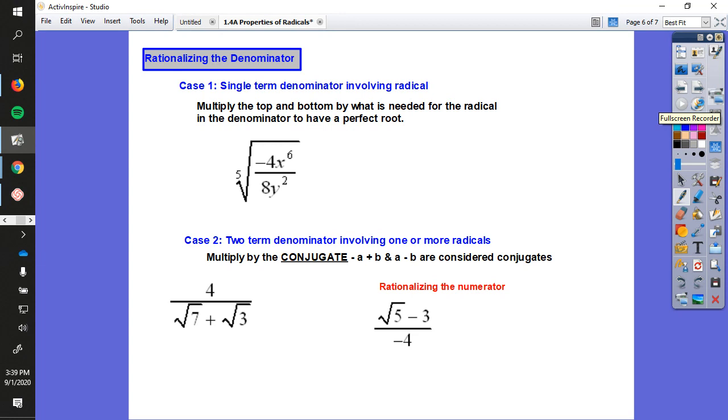Okay, I had mentioned something. One of the ways of knowing if a radical is simplified is this idea that there shouldn't be any radicals in the denominator. So how do I fix it if, let's say, there was a radical in the denominator? This process is called rationalizing the denominator. We're going to look at the 2 different types, the single term and the 2 term. So the first one is the single term.